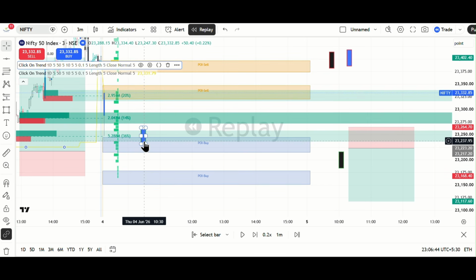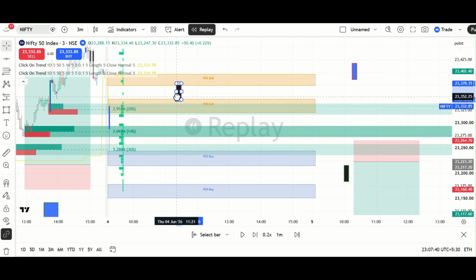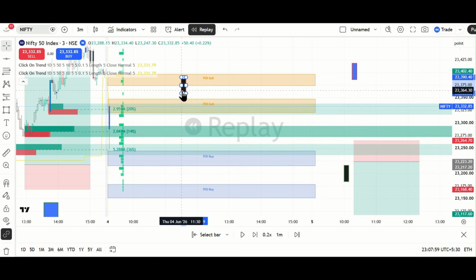So let me move this. We will see now the institutional selling candle and its use with the click on trend indicator. So when an institutional selling candle, meaning a black body with red outline, is developed in this selling zone, meaning POI sell or bearish order block, let's say it is developed here.